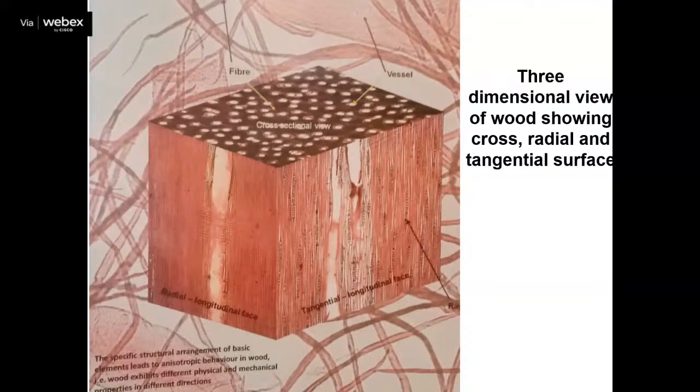This is a three-dimensional view of wood, showing cross, radial and tangential sections. For maceration, we make small pieces of the wood and boil them in water. Then the water is thrown away, and we put potassium chlorate and nitric acid and macerate it. This process separates all the wood elements. So this is how it looks. The spindle fibers you are seeing have separated.